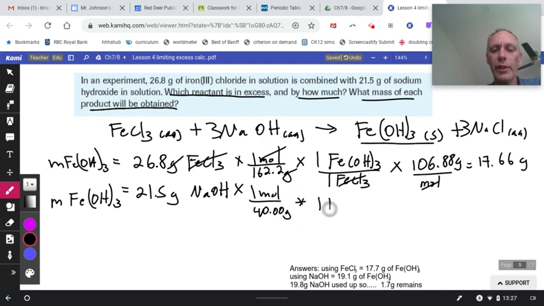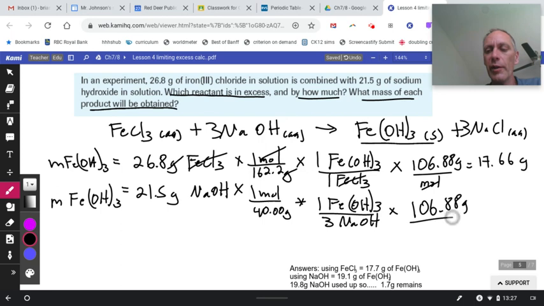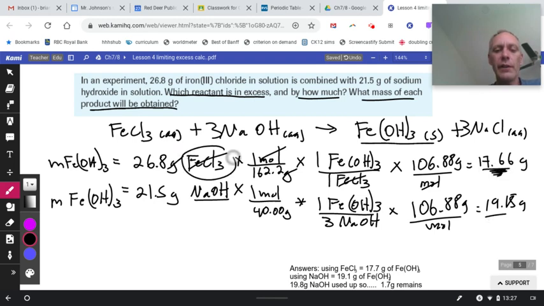Molar ratio 1 Fe(OH)3 for every 3 NaOH. And molar mass product is still 106.88 grams per mole. Drum roll, please. We get 19.15 grams if we use up all of the NaOH. Okay, so who's our limiting reagent? The lesser of the two, FeCl3.